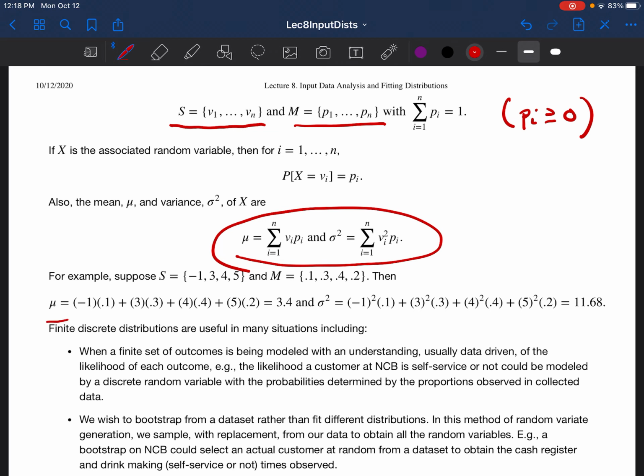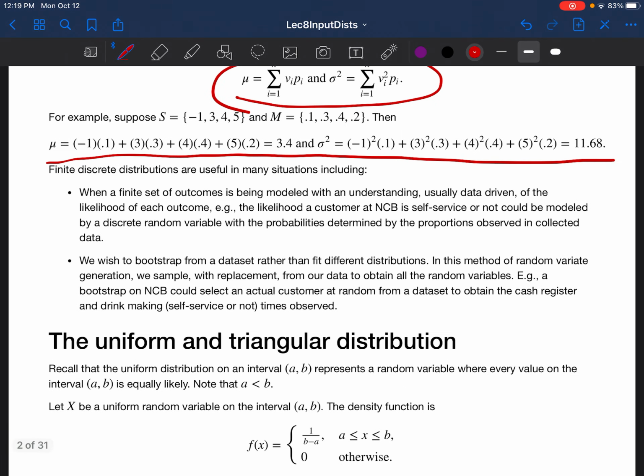And here's an example of that. So you should run through that calculation and make sure you understand it. Okay. So when do we use this, the finite discrete distributions? They're going to be modeled when we have a finite set of outcomes and some sort of data-driven understanding, usually, of the likelihood of each outcome. You can either do that by the proportions observed in collected data, or maybe you just do it at random if you don't really have much information, but there's only two possibilities.